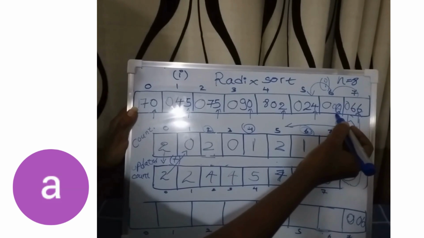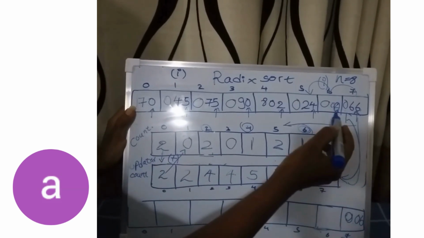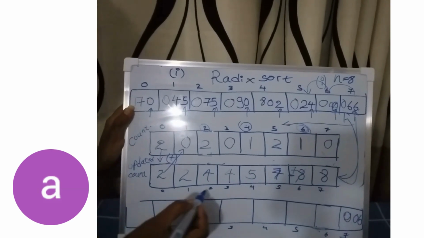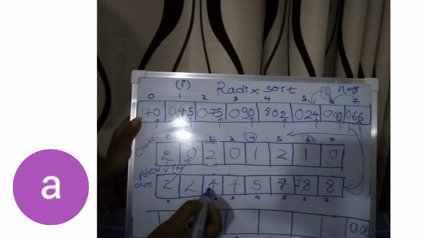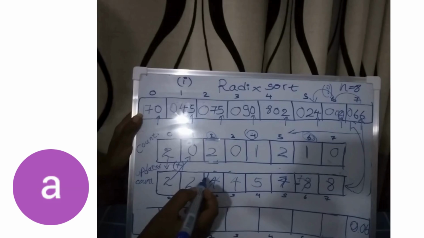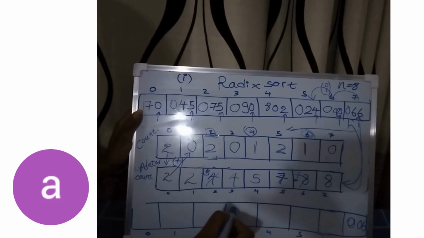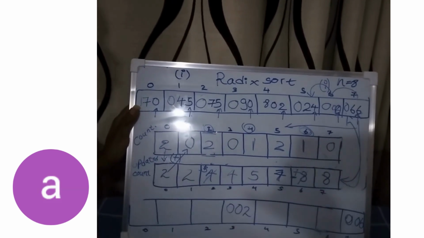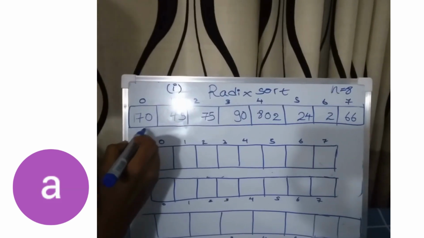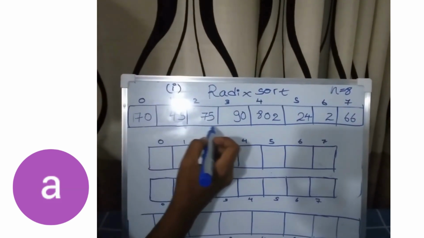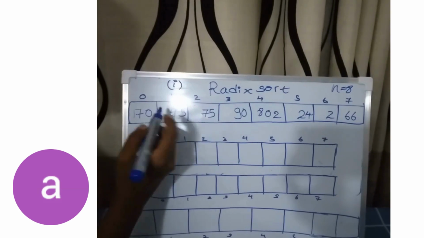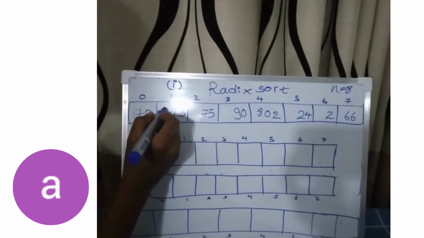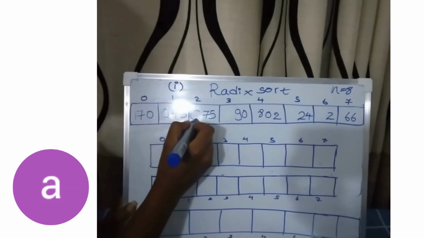Then the next last element is 2. We move to the second element in the count, and it equals 4. 4 minus 1 equals 3. Then we move to the third index, and we put 002. Likewise, we have to complete every index of the array.